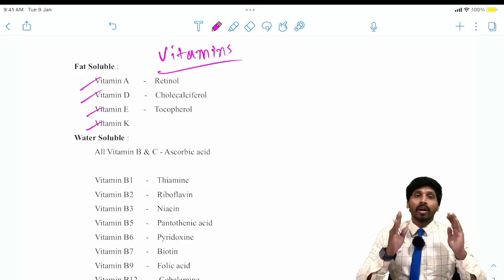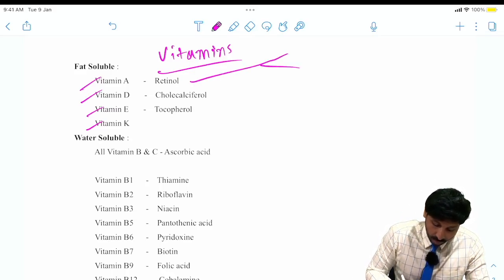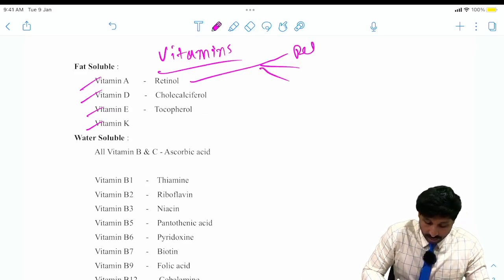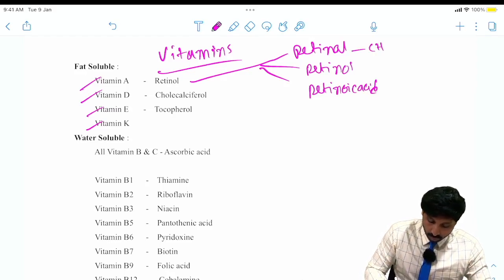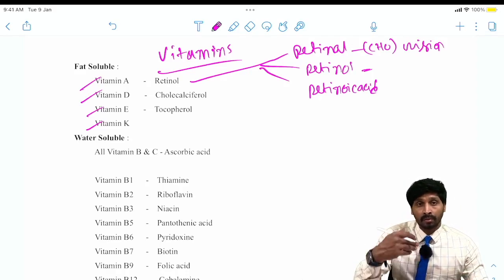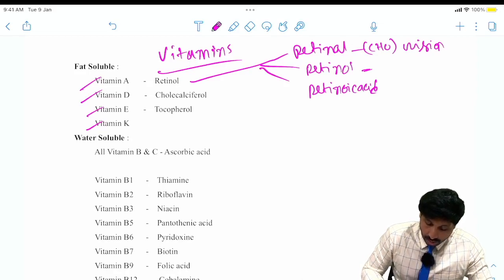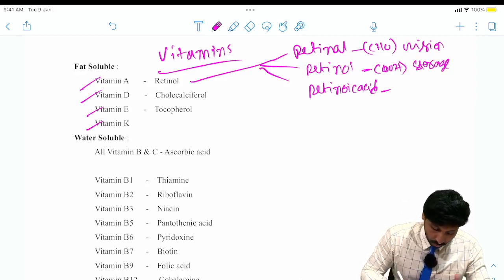So vitamin A, otherwise known as retinol, has three different active forms. Remember, the first one is the aldehyde form, that is retinal, the second one is retinol, and the third one is retinoic acid. Retinal is the aldehyde form, which is mainly useful for vision, whereas retinol is mainly the storage form, the alcohol form.